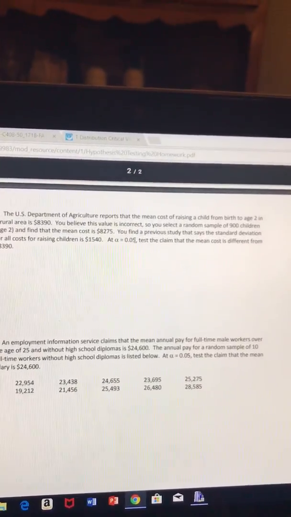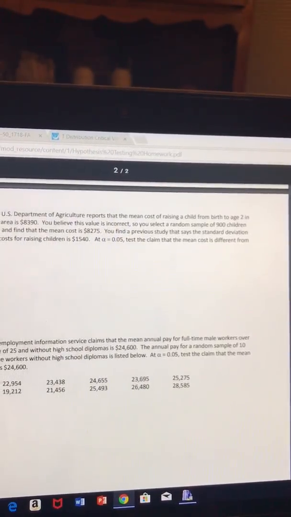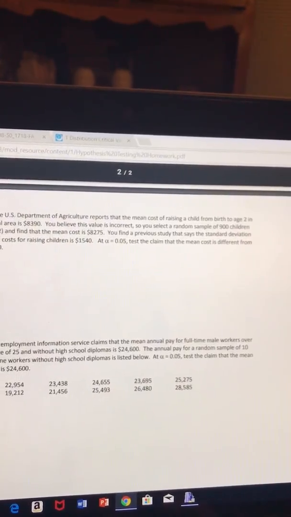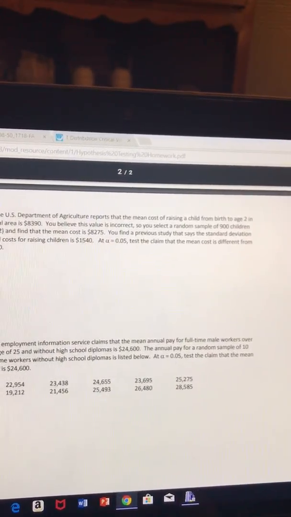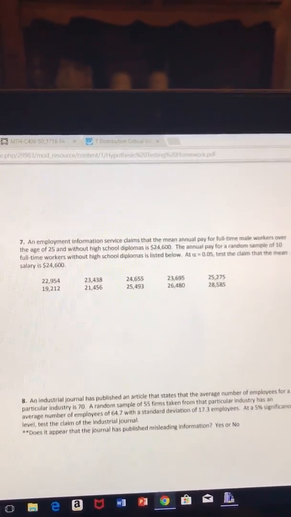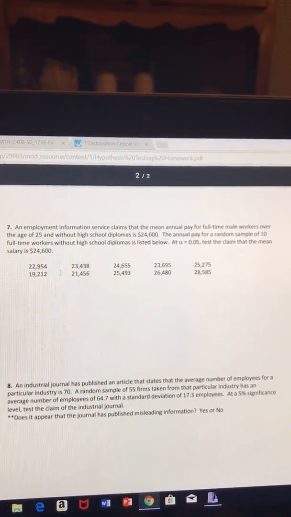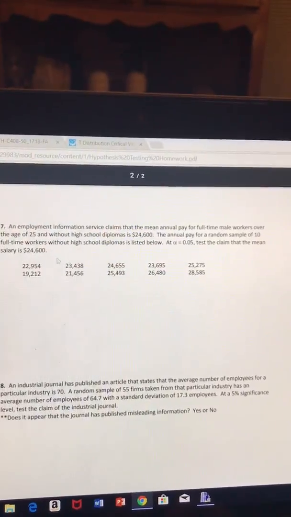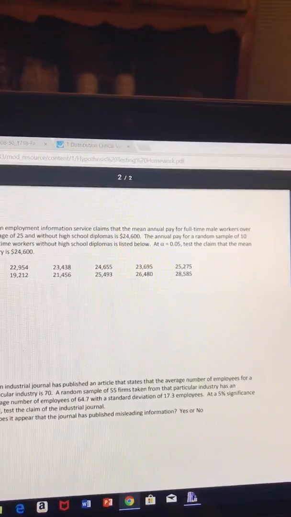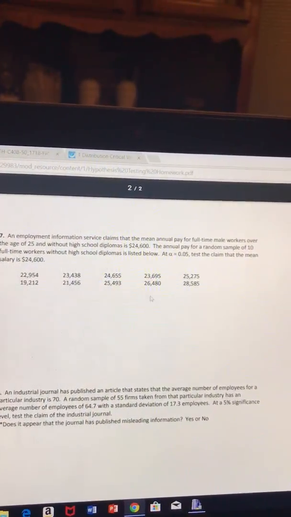For number 6 here, that one's a mean. You find the previous study that says the standard deviation for all costs, so that implies population, is this. So that one's going to be a z-test. Number 7, anytime you're given a list of data, most of the time they're not going to give you sigma. You're going to have to do a t-test, generally speaking, which is true here. So they give you the list, type it into L1 and put your input on data. So this will be a t-test.